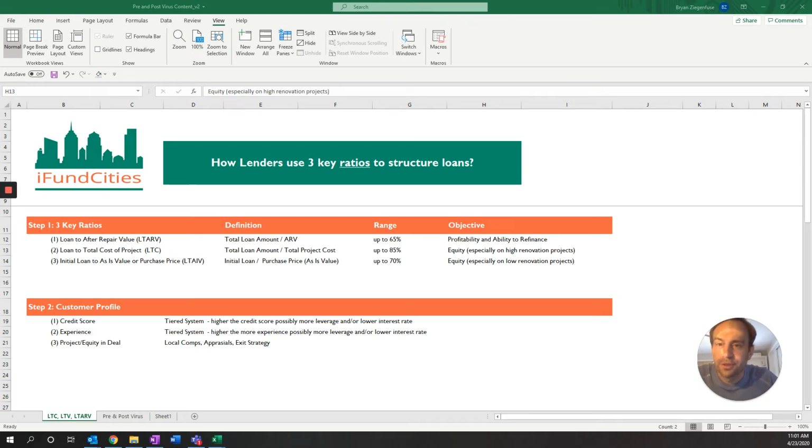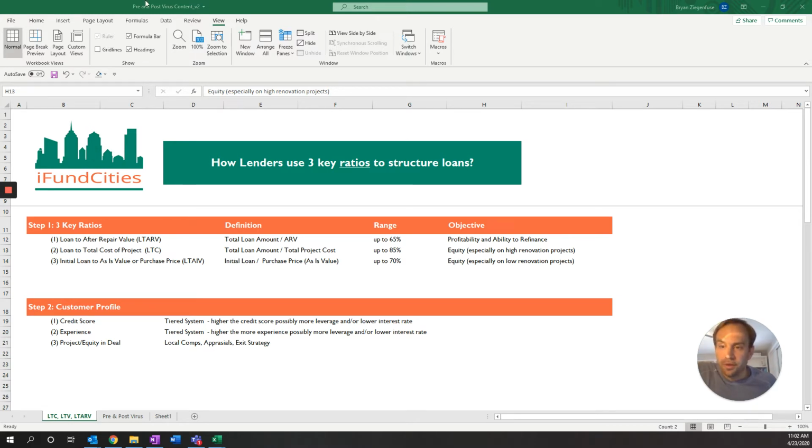Hey, we wanted to provide some transparency to all of our customers out there on how lenders use three ratios to structure loans. To dive right in, we wanted to first walk through what the key ratios are, and then I'll give some context in how those ratios are applied to a customer and a particular project.